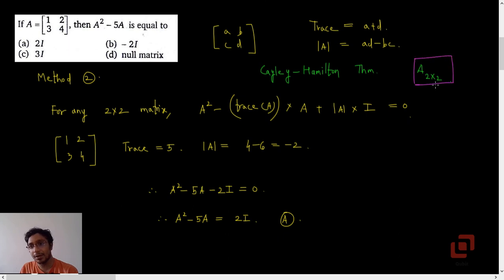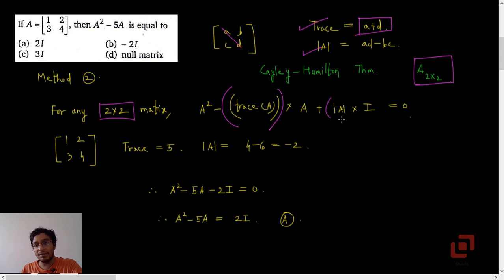Now some of you may know that the trace of any matrix is the sum of its diagonal elements. So for a 2 by 2 matrix, the trace is going to be A plus D. And we also need the determinant of A, which is A into D minus B into C. Now according to the Cayley-Hamilton theorem, for any 2 by 2 matrix, A squared minus trace of A into A plus determinant of A into identity matrix of order 2 is a null matrix. This is not 0, this is the null matrix.